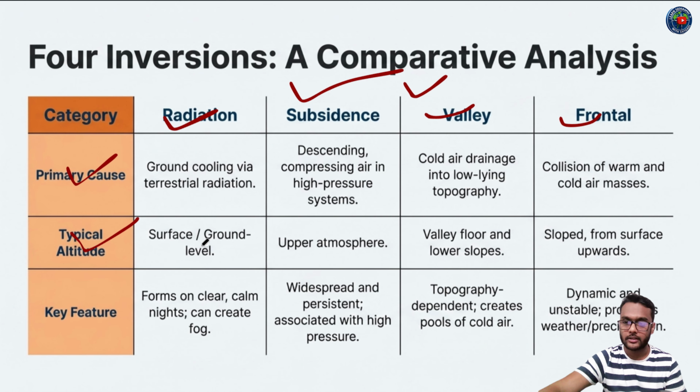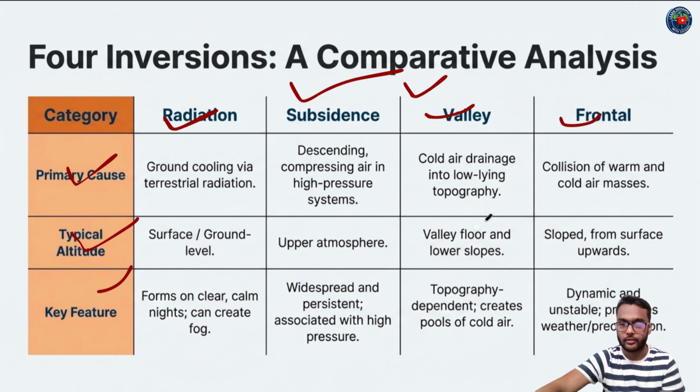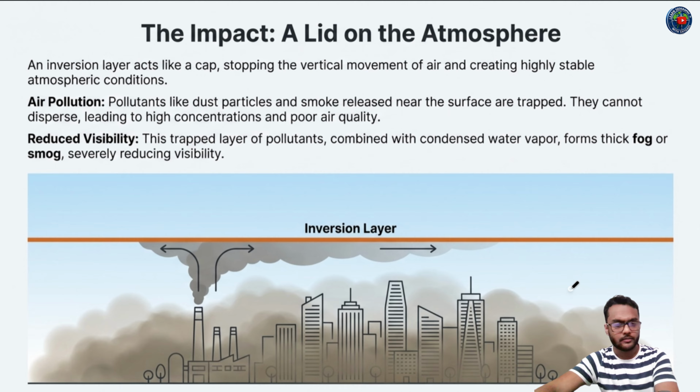In terms of typical altitude: radiation, surface and ground level; subsidence, upper atmosphere; valley, valley floor and lower slopes; frontal, sloped from the surface upwards. Key features: radiation forms on clear nights and can create fog; subsidence, widespread and persistent, associated with high pressure; valley, topography dependent, creates pools of cool air; frontal, dynamic and unstable, produces weather and precipitation.